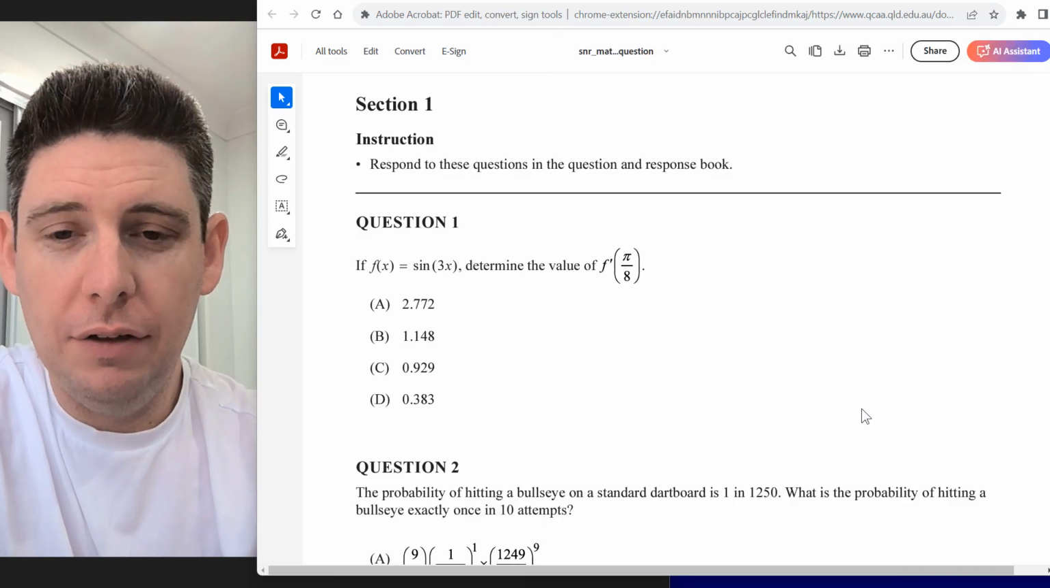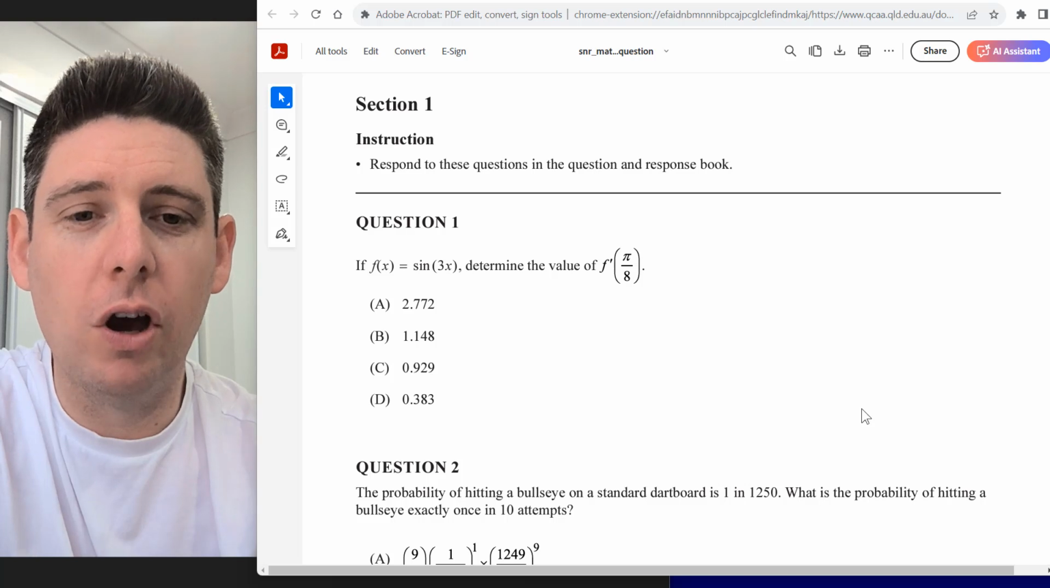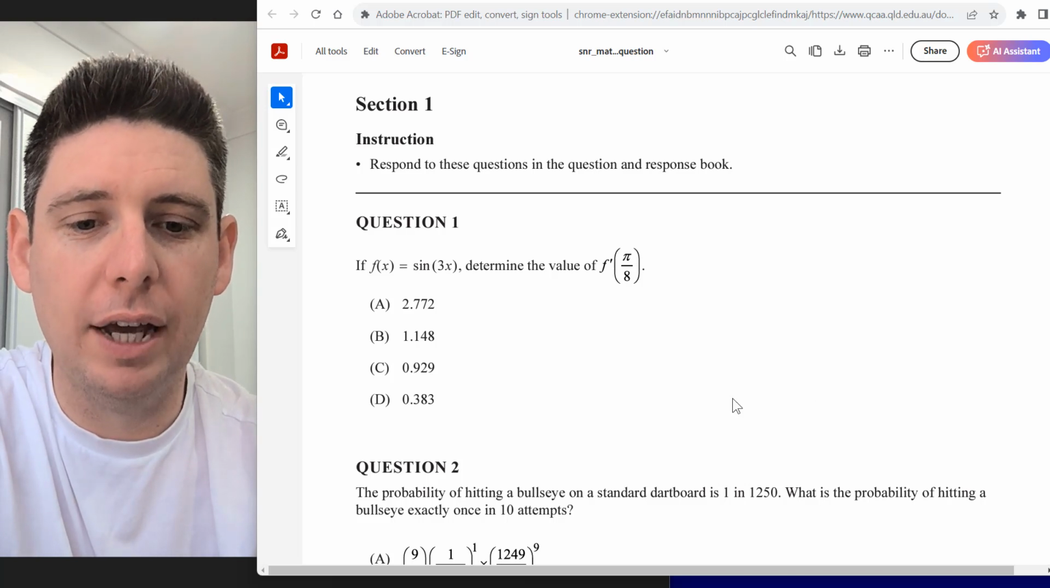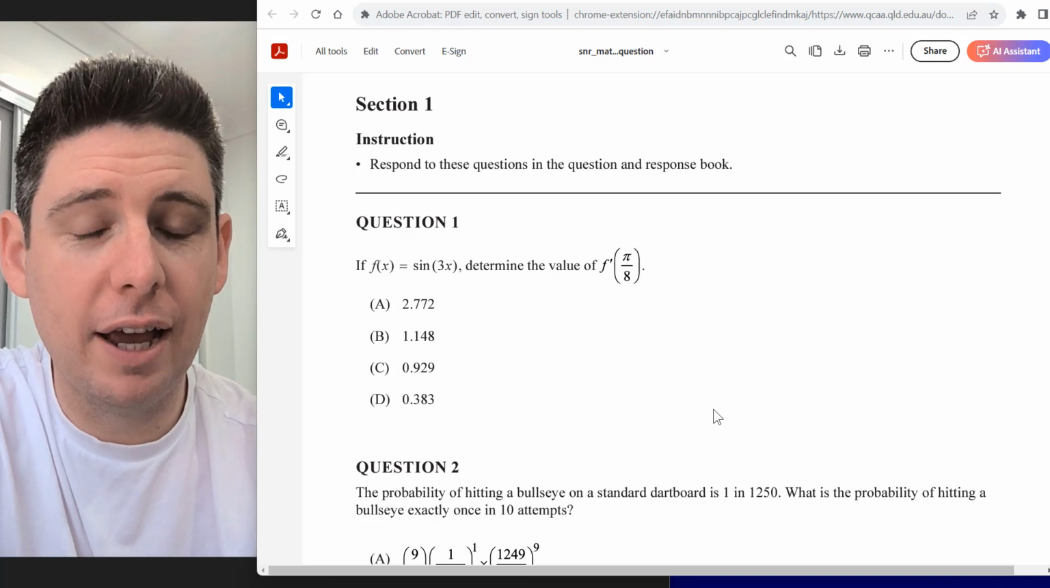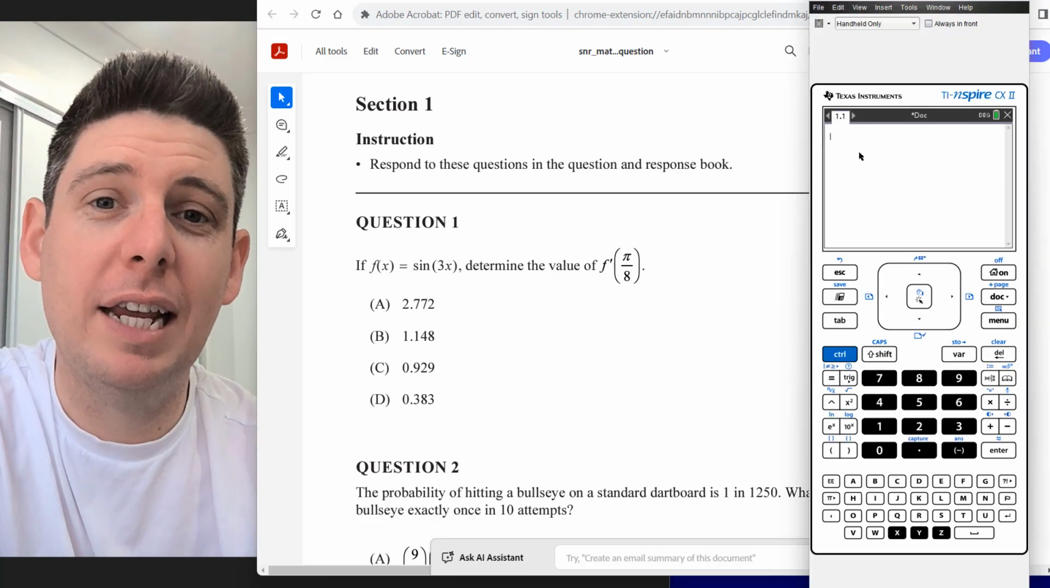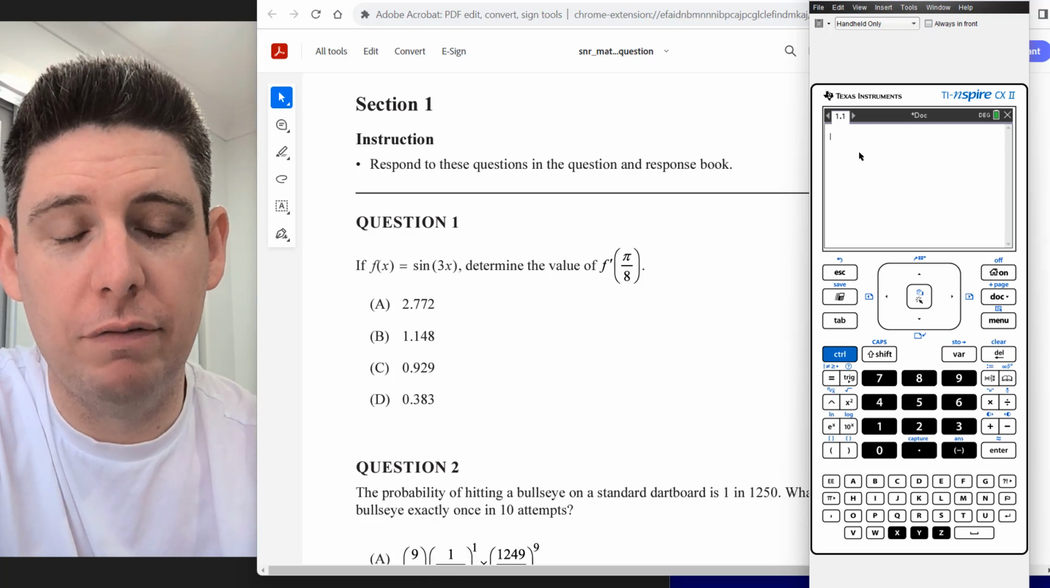Question 1. If f of x equals sine 3x, determine the value of f dash. Okay, so obviously you need your calculator. I'm using the TI today. The good thing about the TI is you can input derivatives straight in, definite derivatives.